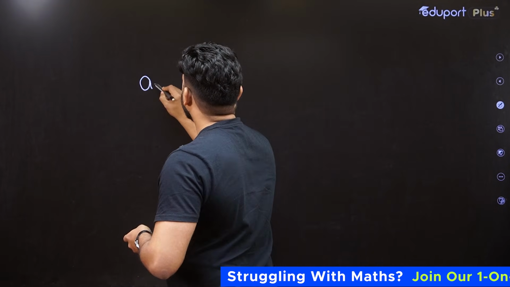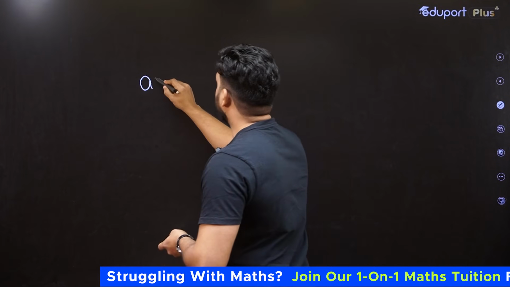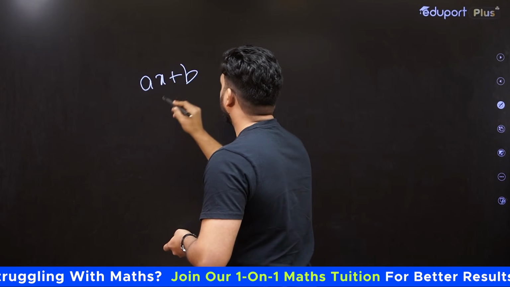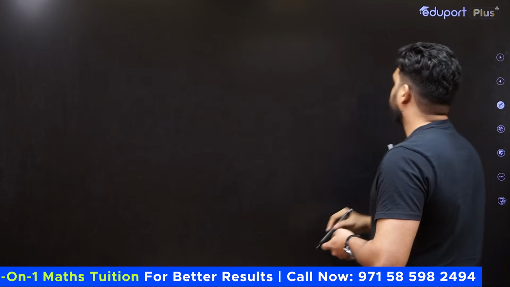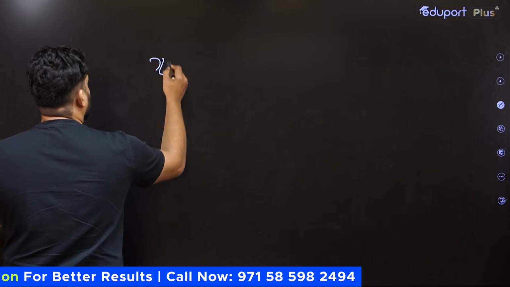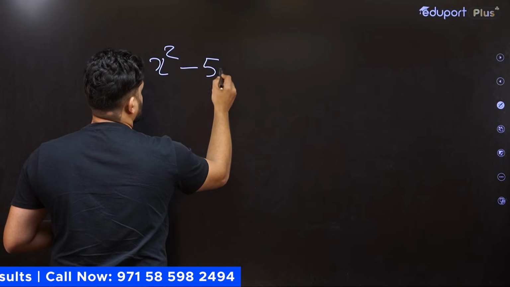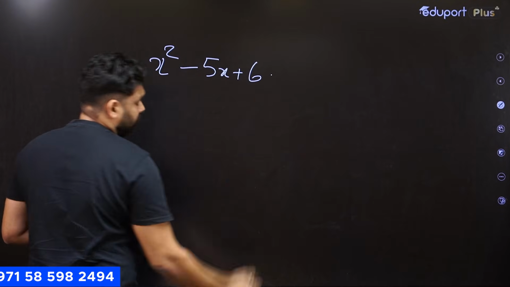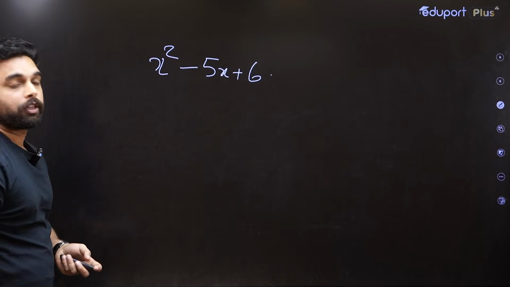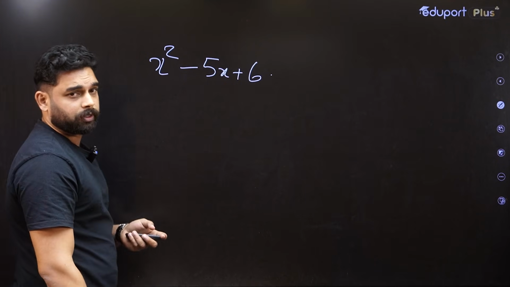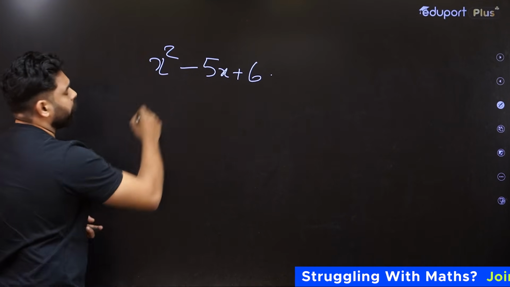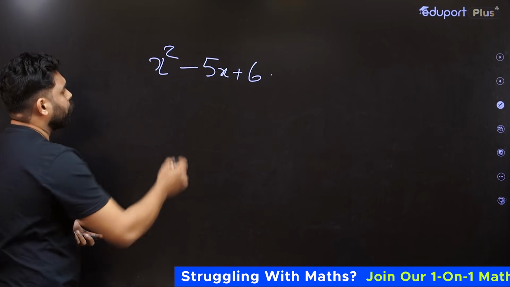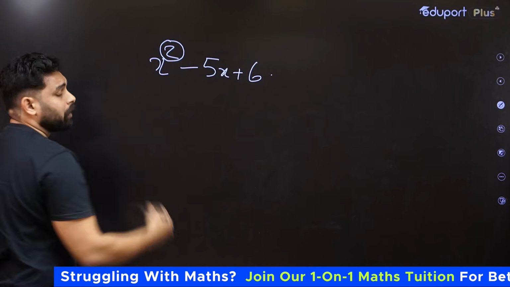So, we know that anything which can be written in the form ax plus b or ax square plus bx plus c. Let us write x square minus 5x plus 6. Let us take this quadratic equation x square minus 5x plus 6. Is this an example of polynomial? Yes, this is an example of a polynomial of second degree because the power of x is 2 here.